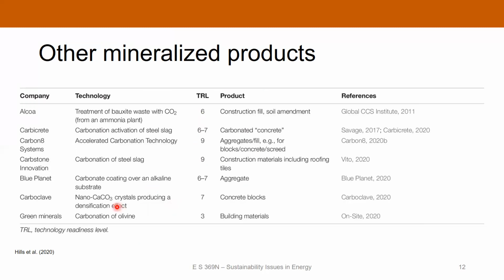So you can carbonate olivine. We've talked about olivine before, and it can be used to make building materials. That's a bit of a less mature technology. But anyway, there's a lot of different mineralized products that you can get using carbon dioxide.